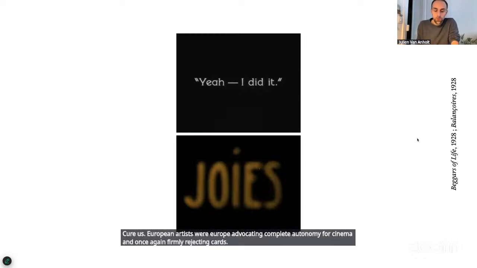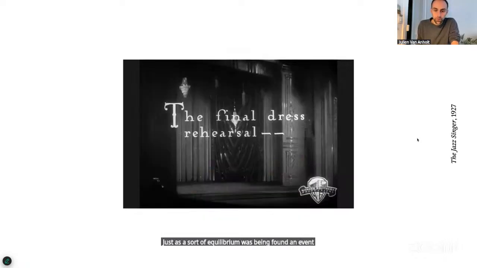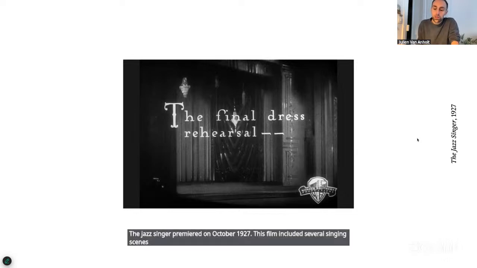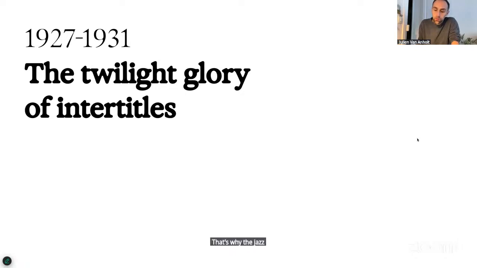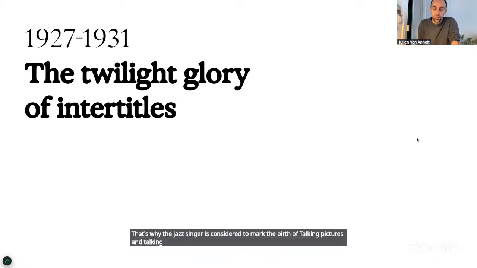Just as a sort of equilibrium was being found, an event occurred. An event that changed everything in the history of cinema. The Jazz Singer premiered in October 1927. This film included several singing scenes in which the sound was synchronized to the image using a new system. That's why The Jazz Singer is considered to mark the birth of talking pictures and consequently the disappearance of the intertitles.